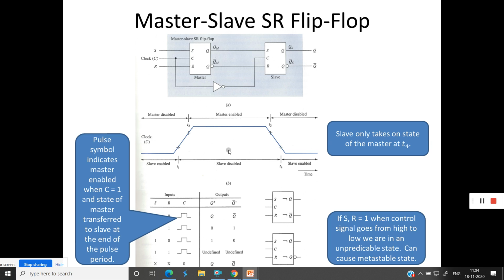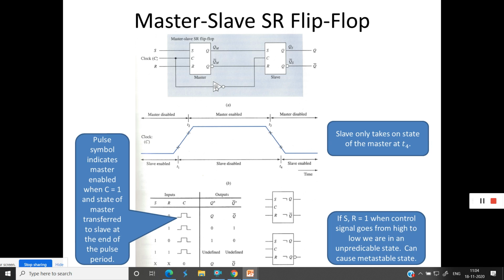Here what you have to understand is whenever the clock is 0, master disabled, slave enabled. Whenever clock is 1, master enabled, slave disabled. So assuming clock is 1, whatever may be the inputs on S and R, master enabled, slave disabled, so that output will reflect on QM and QM bar and it will hold that data. Next, when the clock becomes 0, master will hold the current state and it will not change.